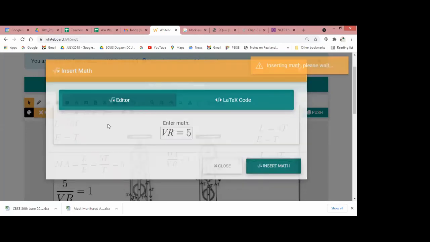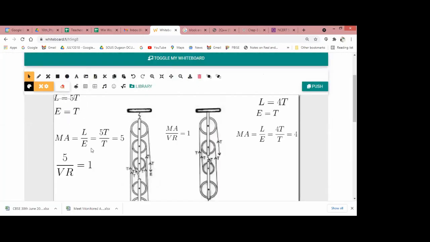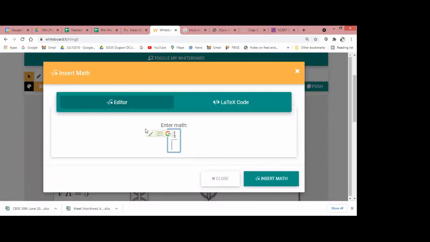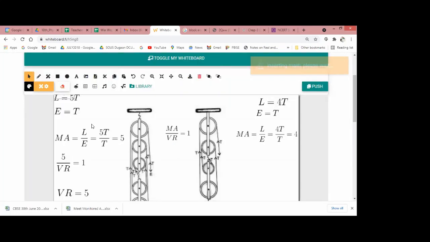In the other case, with an even number of pulleys, what will happen? What will VR be equal to? VR equals 4, because 4 upon VR is equal to 1. Hence, VR will be equal to 4. Simple logic. And we are speaking about the mechanical advantages for ideal pulley systems.